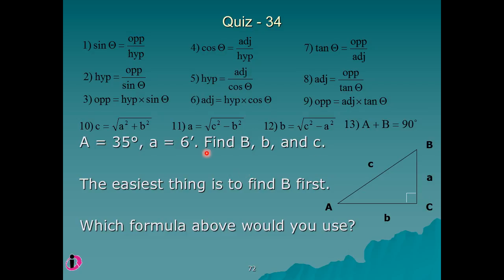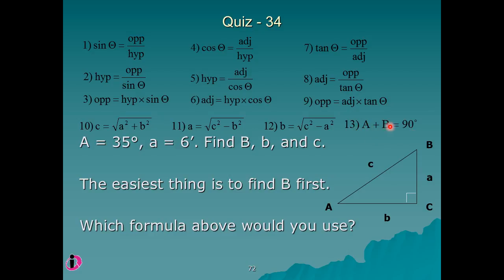Now let's start with the B first. Now which is the easiest part? Which formula will I be using to find the B? Look at the formulas here given, all the 13 formulas. You know the A, right? Can I use the formula number 13 for that? Because I know the A, 35. So B must be what? 55, right? You see what I'm saying? Because I know that A plus B must be 90.